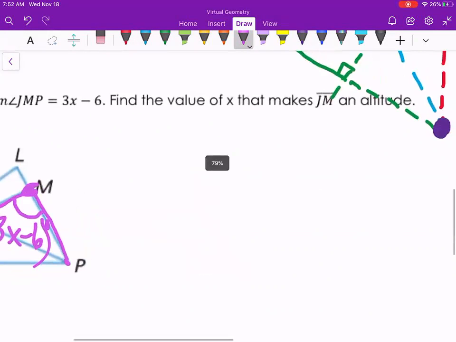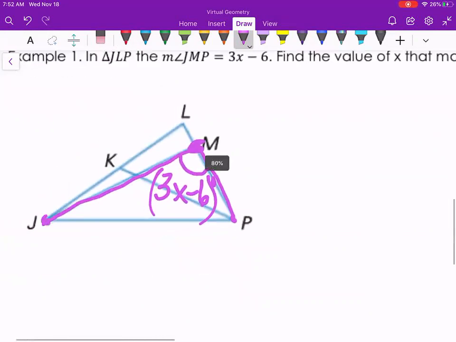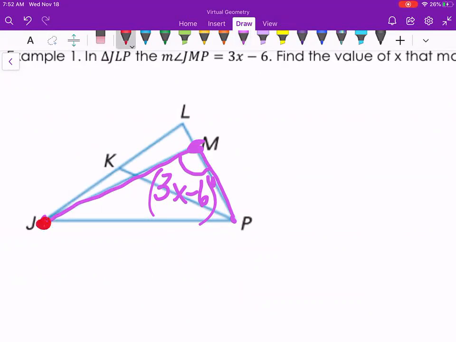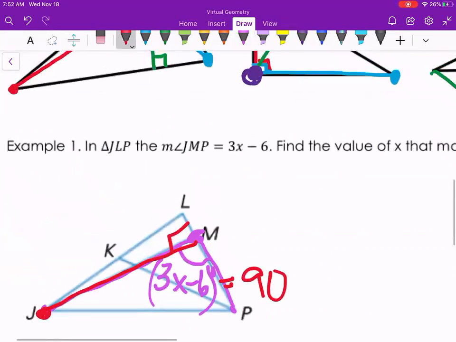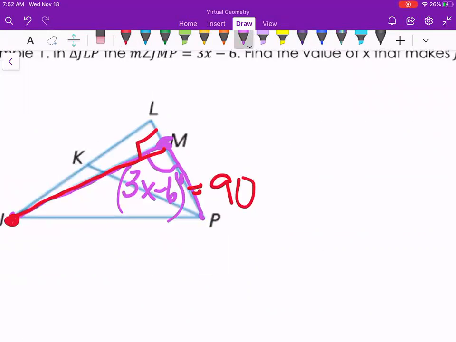Find the value of x that makes JM an altitude. All right, so again, if JM is supposed to be an altitude, it should start at a vertex and connect to a 90. So we are going to have to set this equal to 90 if it's going to be an altitude. So 3x minus 6 equals 90.